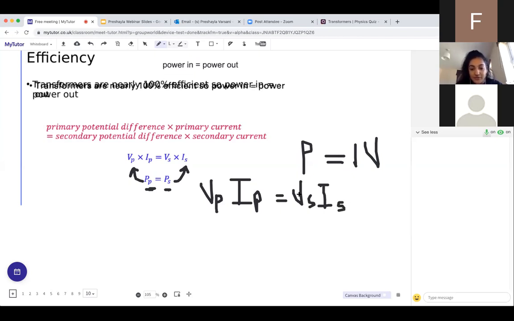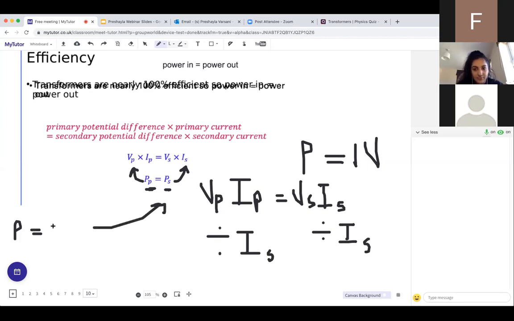If we want to rearrange it for VS again, we can just divide both sides by IS. So two a little bit more complicated equations. Although you don't need to remember them, you do need to know how to work with them and rearrange them. So it's still important that you get used to seeing it. Remember that power is measured in watts. That is, I think, all of the content.